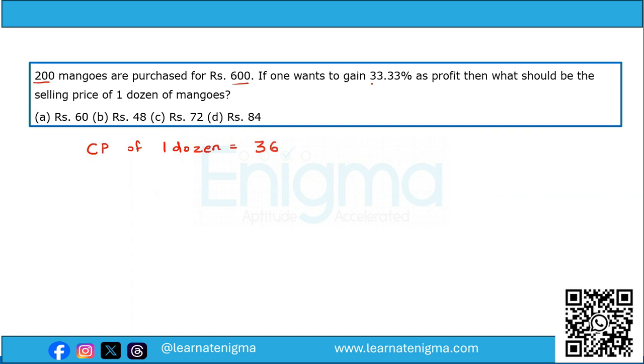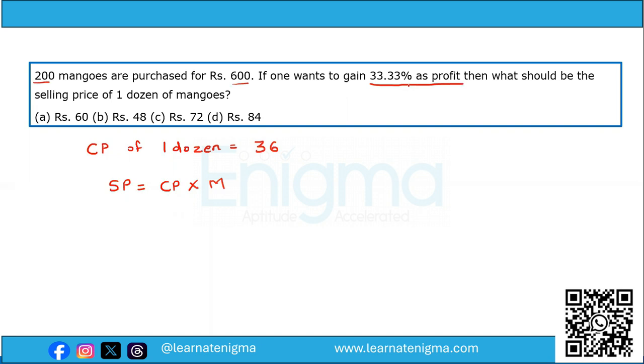Now, we have been given 33.33% as profit. Now, if we want to find out the selling price, the formula for selling price is cost price into multiplier. Now, remember this formula you can use if you are given profit percentage or loss percentage.